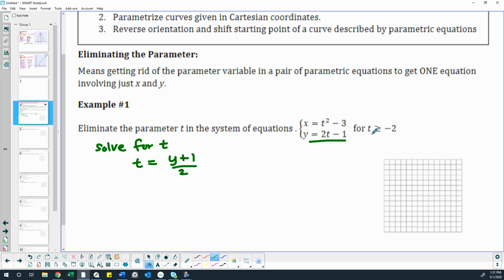Everyone see how I did that by adding the 1 to both sides and dividing by the 2, so that my second equation for y is in terms of t equals. Okay, that allows us to substitute it into the other one.